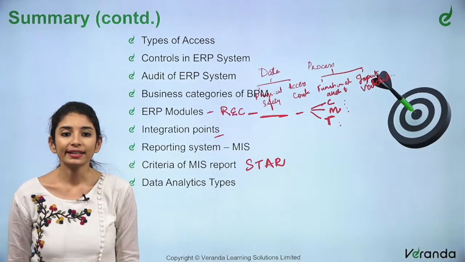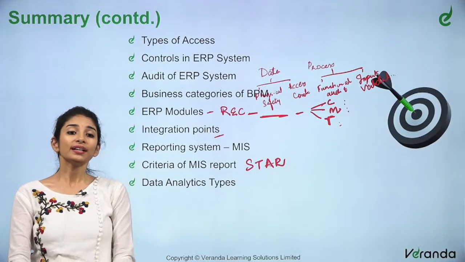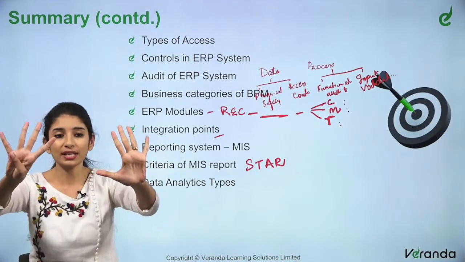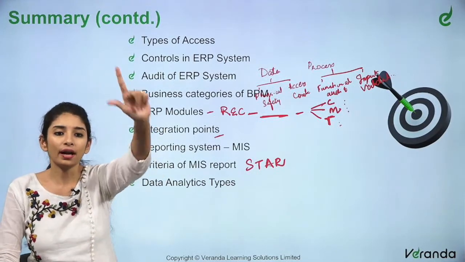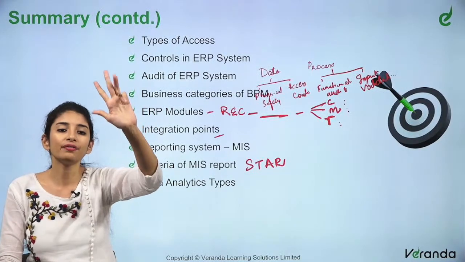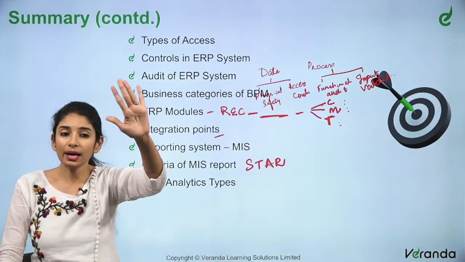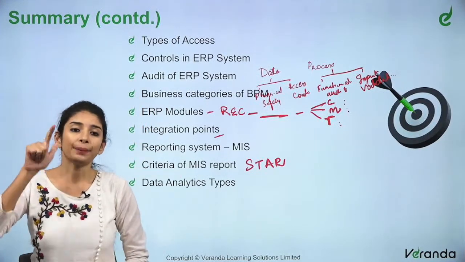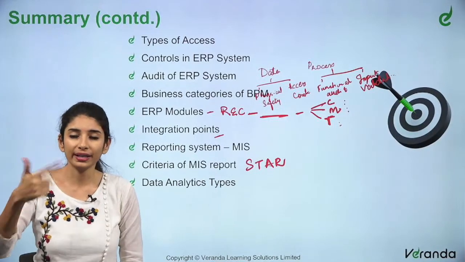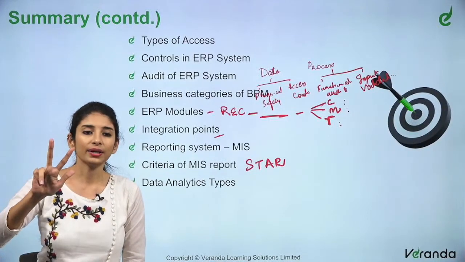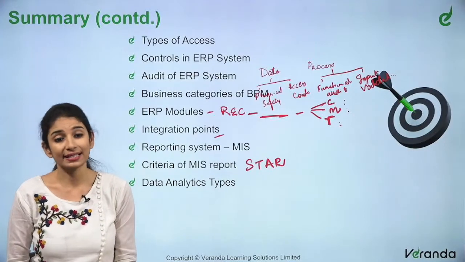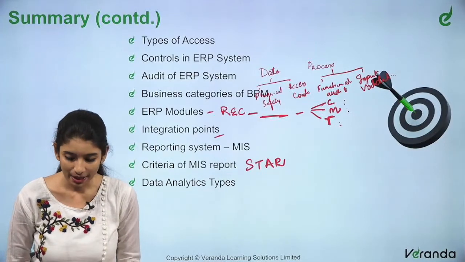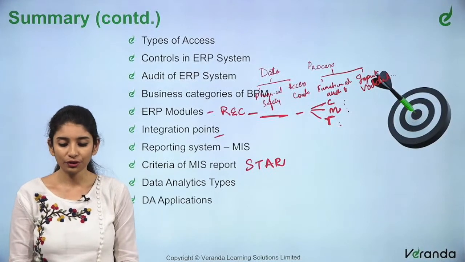Next, we have data analytics types. You remember the 9 types of data analytics that we studied? Quickly, 9 types of data analytics: exploratory, confirmatory, qualitative, quantitative, data mining, text mining, predictive analysis, and then we had big data analysis and machine learning. Perfect. Ladies and gentlemen, are you ready for the next question?